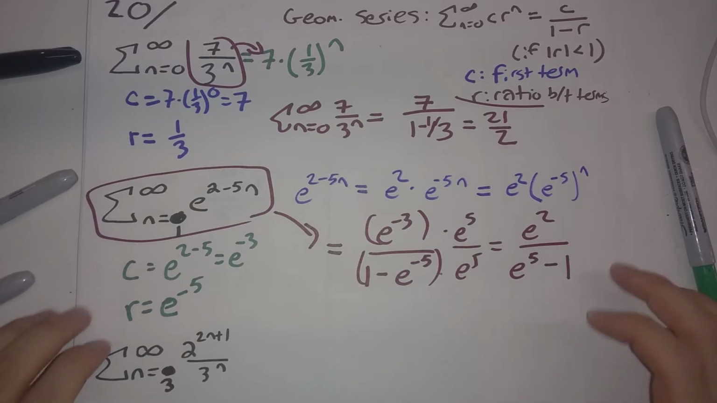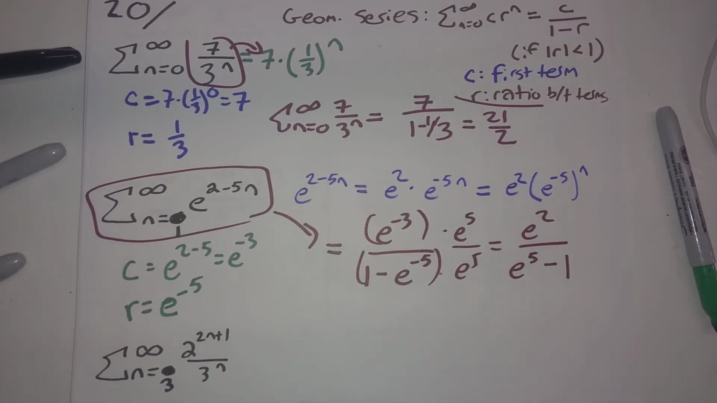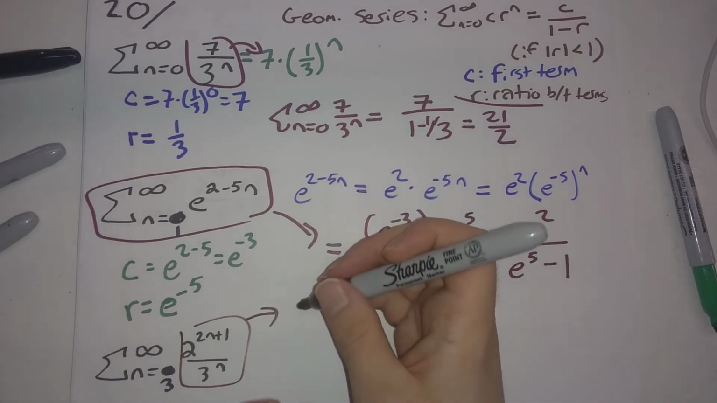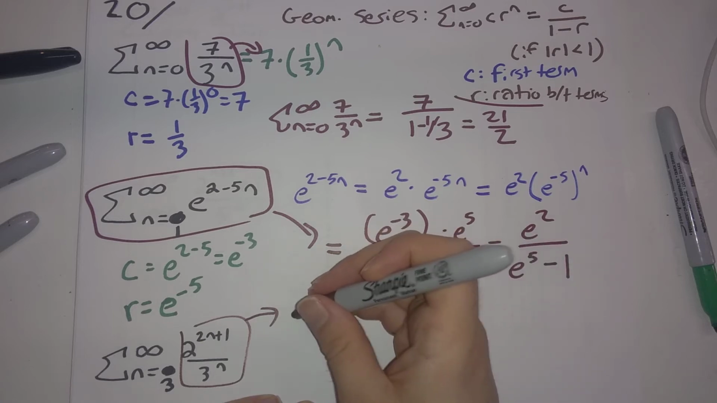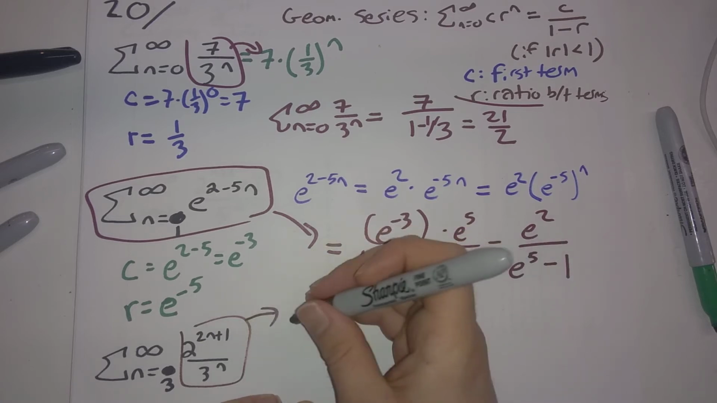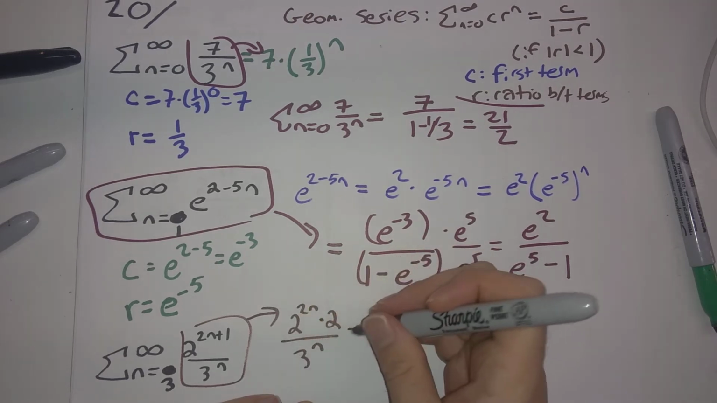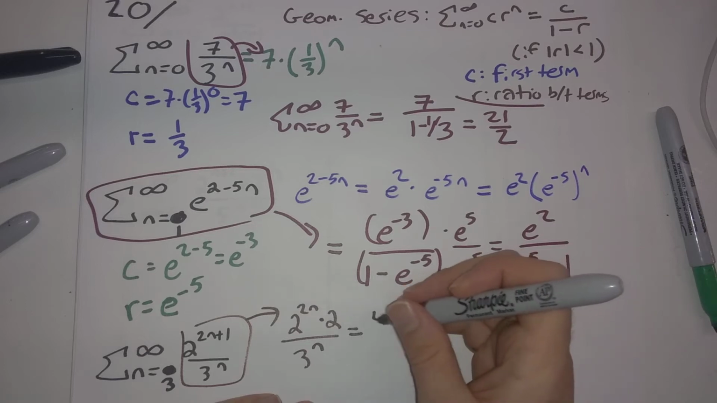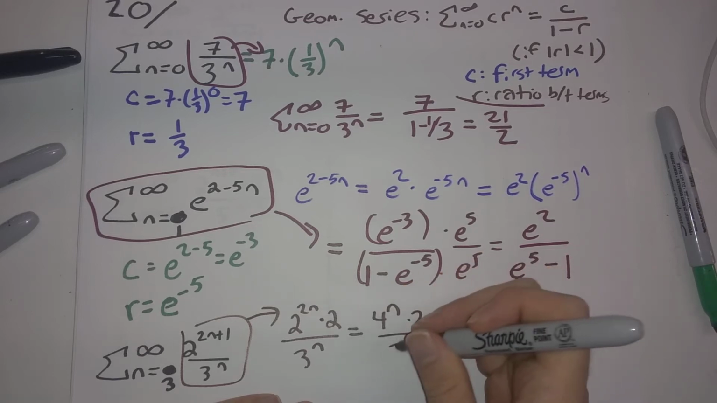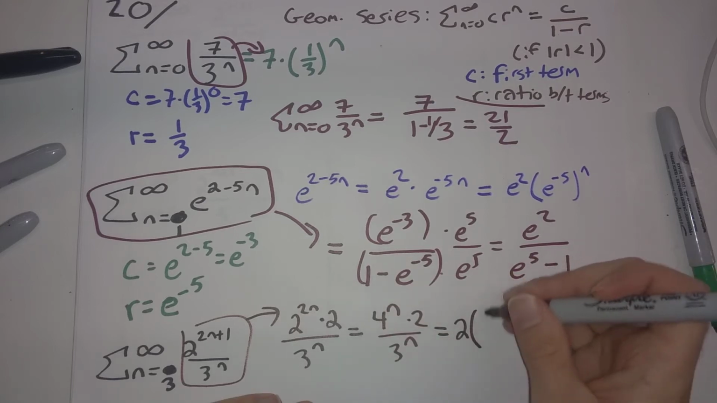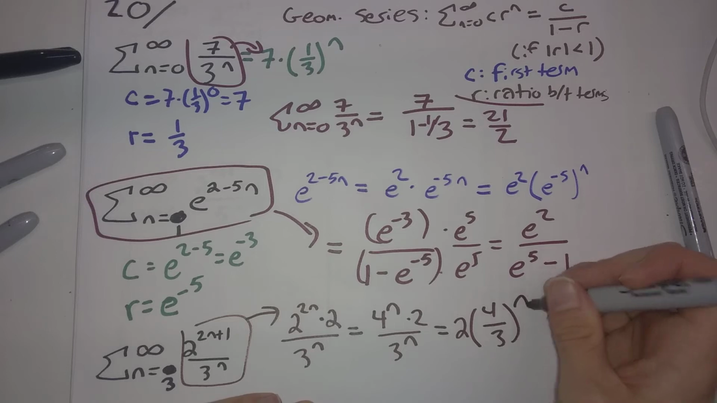Okay, 2 down, 3 to go. Let's look at this next one. The sum of n from 3 to infinity of 2 to the 2n plus 1 divided by 3 to the n. Looking at the individual terms, this is going to be 2 to the 2n times 2, divided by 3 to the n. 2 to the 2n is just 4 to the n. I've got a 4 to the n upstairs and a 3 to the n downstairs, so I'm going to rewrite this as 4/3 to the n.